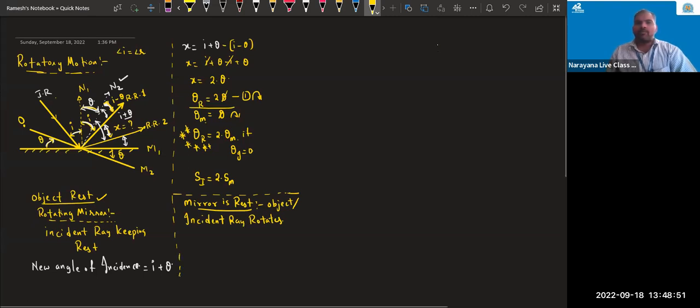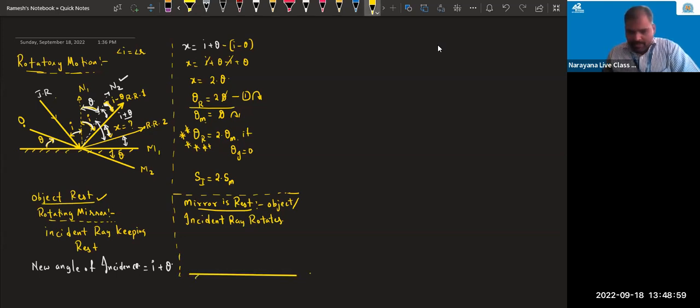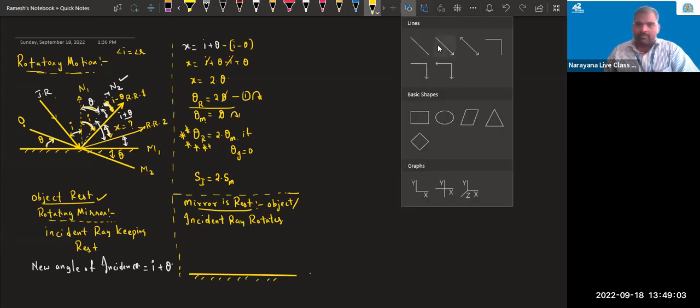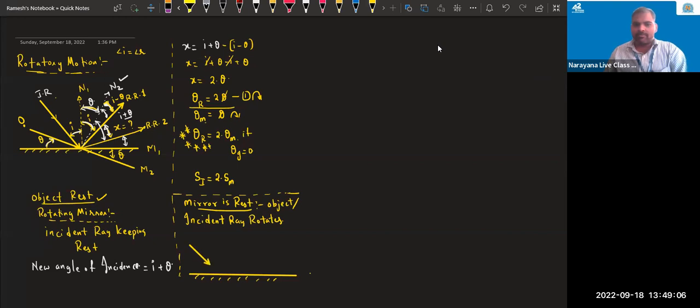Okay. One simple example I will explain. This is a plane mirror. Let's say this is one. What is the name of this ray? Incident ray. What is the name of this line? Normal line N1. What is the angle of incidence? Tell me. I. What is the angle of reflection also? I.